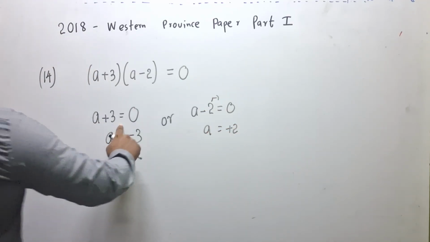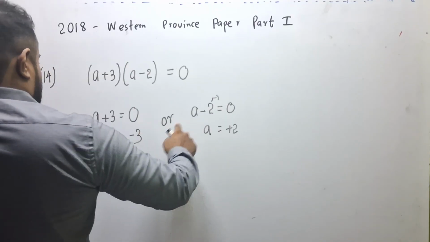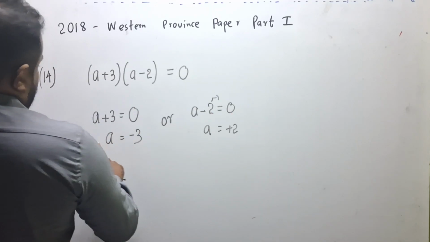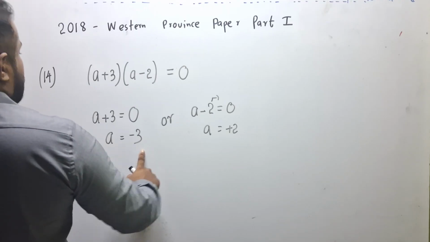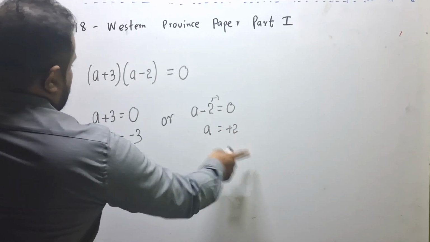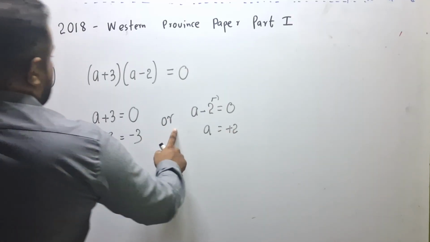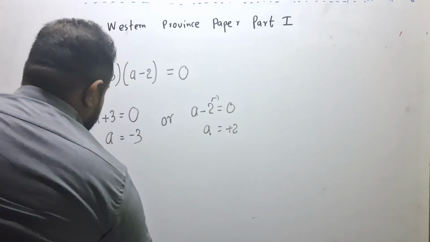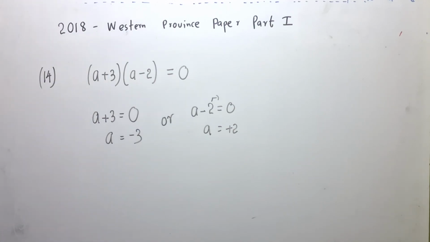A plus 3 equals 0, or A minus 2 equals 0. To become A plus 3 equals 0, A must be minus 3. To become A minus 2 equals 0, A must be plus 2. So we can write A is minus 3 or A is plus 2. Those are the answers. A equals minus 3 or A equals plus 2.